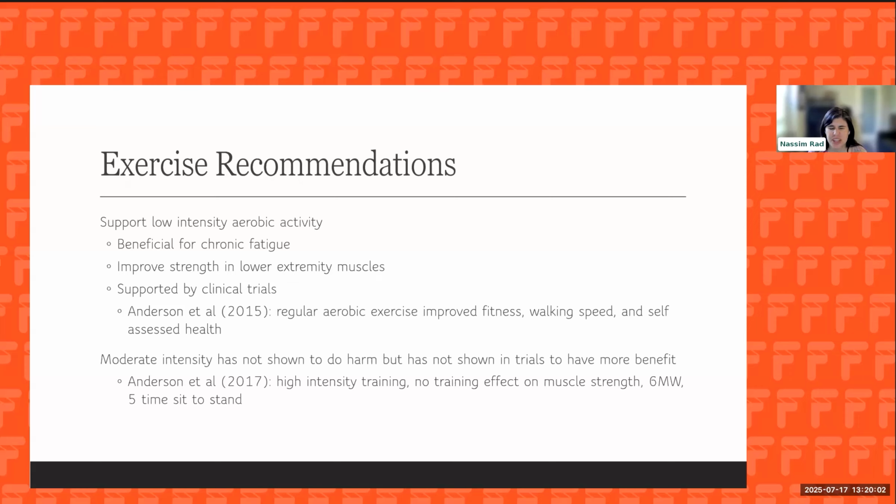Exercise is a common question that rehab physicians get asked about, especially in neuromuscular conditions like FSHD. The pendulum has swung in both extremes over the history of treatment. So at one point, many decades ago, the idea was don't do anything. And that led to a lot of deconditioning. And then it swung the other way, where it was like use it or lose it. And that also led to a lot of muscle loss. So the goal is to support low intensity aerobic activity.